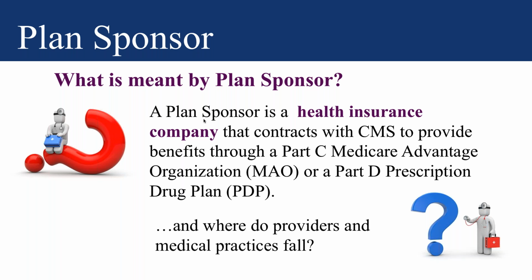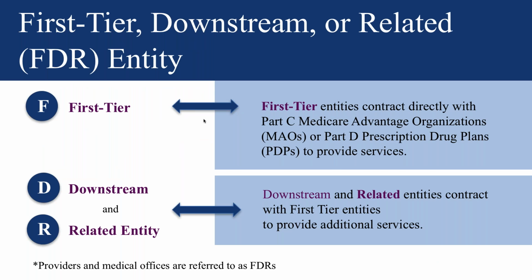So according to CMS, a plan sponsor is the health insurance company who contracts with CMS to provide Part C or D benefits. A provider or a medical practice is not considered a plan sponsor. That's often confused by many practices, but it's always the insurance company. Instead, providers fall under what CMS refers to as the first tier, downstream, or related, FDR entities.